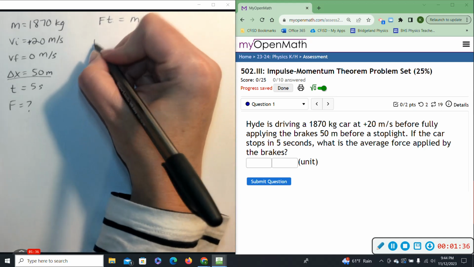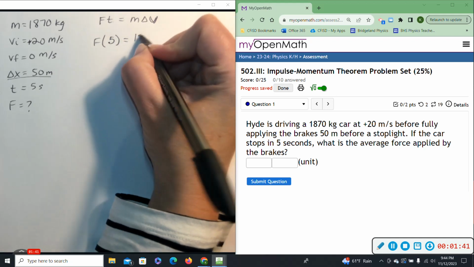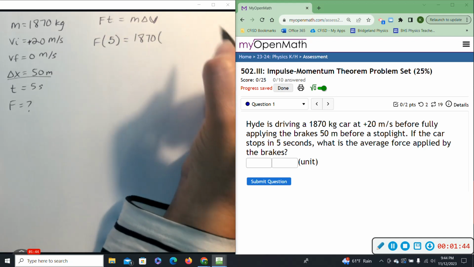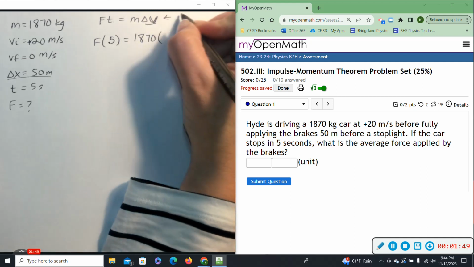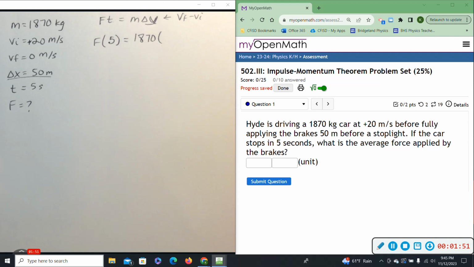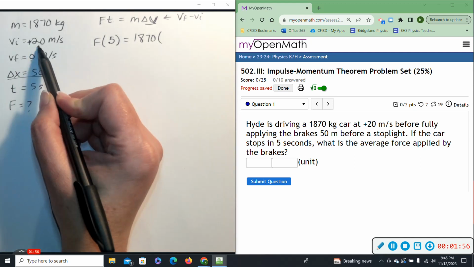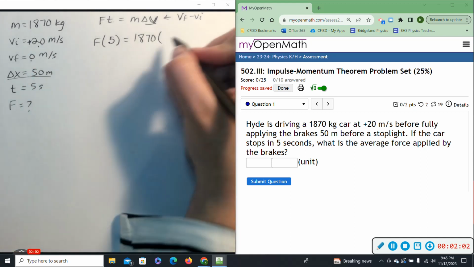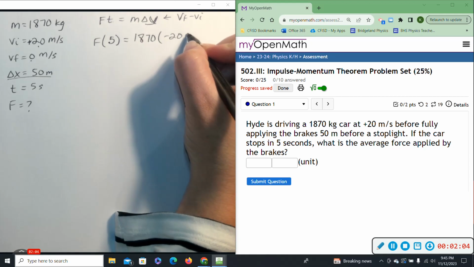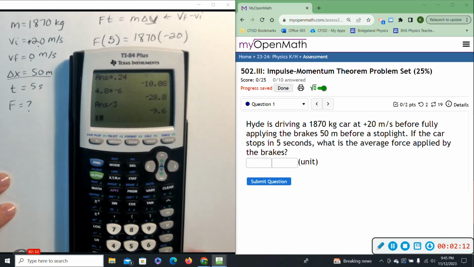We're going to plug in force times my time here is 5 equals my mass 1,870 times my change in velocity. Now remember, change in velocity, this right here, is VF minus VI. Okay, and look at the question. The final is 0, the initial is 20. My change is negative 20. I don't have to subtract that to know it. If I go from 20 to 0, that is a change of negative 20. Okay, but you can subtract it if you need to. Okay, so 1,870 times negative 20.